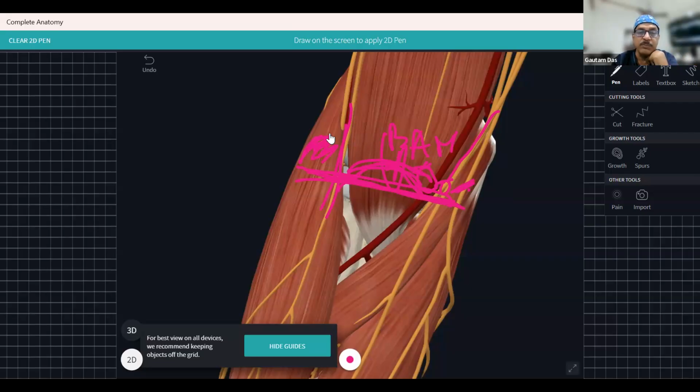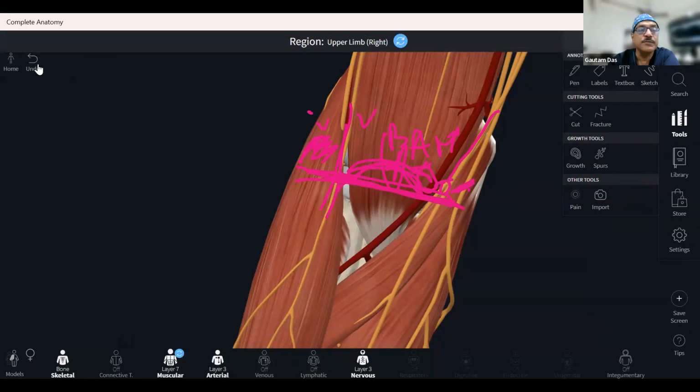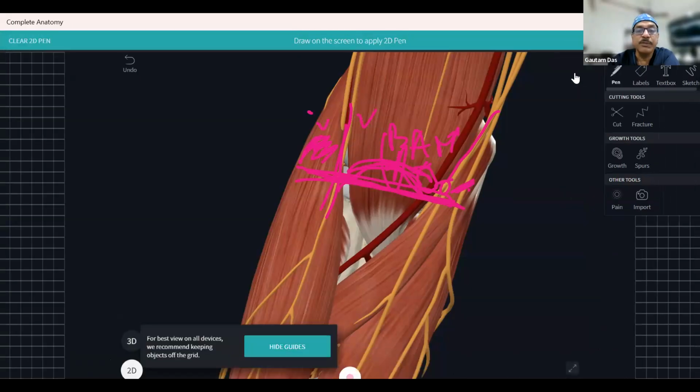On one side, between the brachioradialis and the brachialis, we'll be able to find the radial nerve. And here, on the top of the brachialis, we'll be able to see the median nerve. And posteriorly, we'll be able to see the ulnar nerve. So they are the important nerves. Let me remove the drawing.